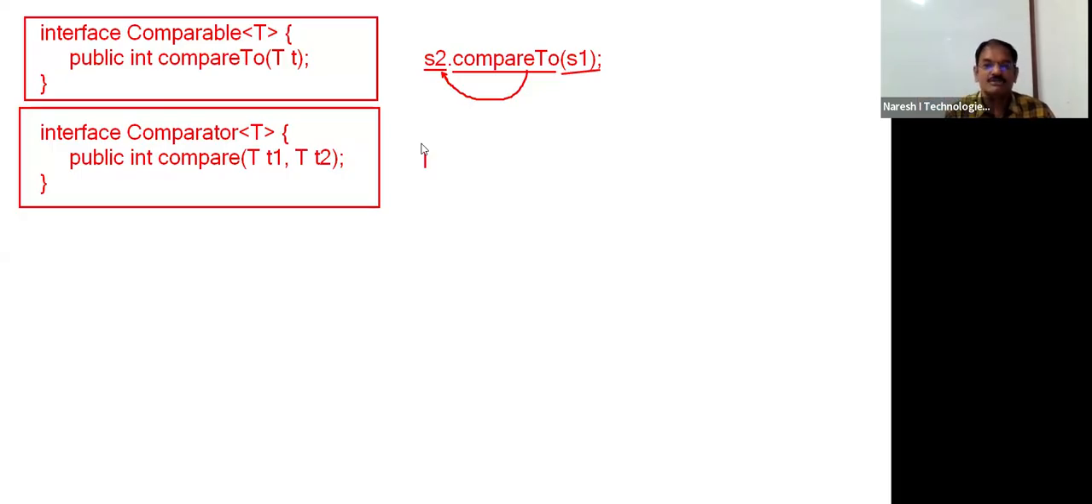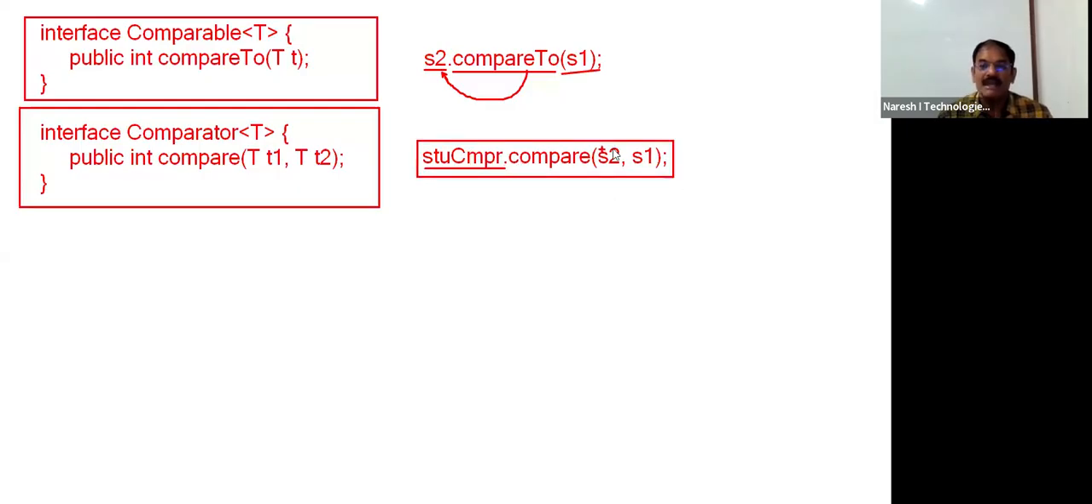So I can call it as StudentComparator. The class name is StudentComparator dot compare, and you are passing two student objects, S2 comma S1. समझ में आया? The calling style is different. This compare method is not available in the Student class. It is available in another class. Hence, both Student 1 and Student 2 must be passed as arguments. Whereas in compareTo, the first object is the current object and the second object is the argument object. So compareTo has one parameter, compare has two parameters.